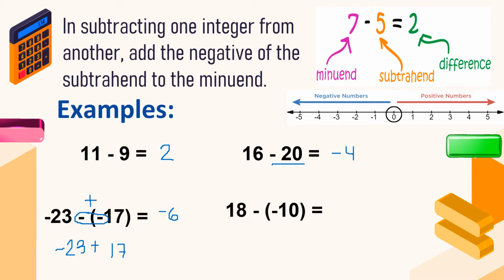Next, 18 minus negative 10. Again, negative times negative will be positive. And 18 plus 10 will be 28.